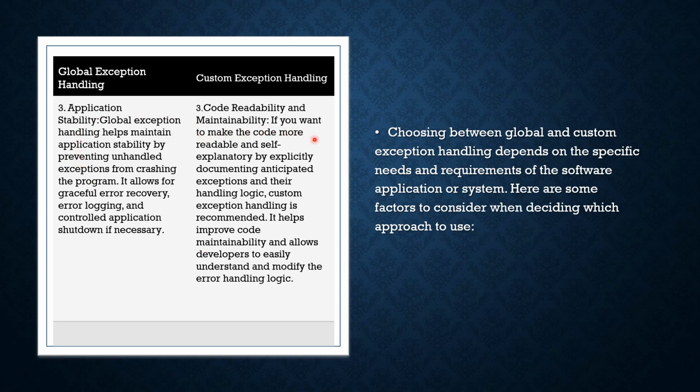Another difference is from the application stability perspective. Global exception handling helps to maintain application stability by preventing unhandled exceptions from crashing the program. While in the case of custom exception handling, it is very useful from the code readability and maintainability perspective. If you want to make code more readable and self-explanatory by explicitly documenting anticipated exceptions and their handling logic, custom exception handling is recommended.